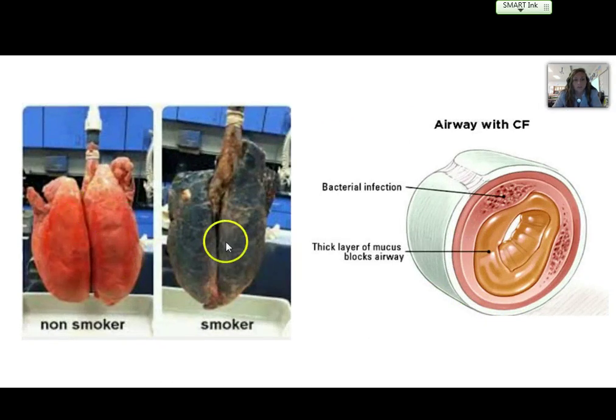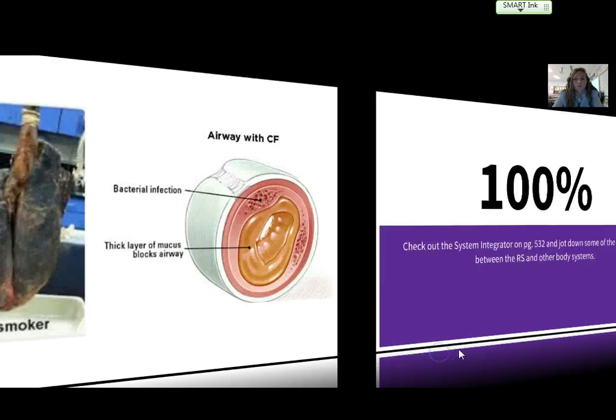Here's a picture of a non-smoker versus a smoker's lungs. Obviously, you can see that the lungs are extremely damaged, black, and can cause a lot of problems, especially that increased emphysema. And this is one of the airways within the lungs, showing you that the thick layer of mucus would block an airway, making it difficult to breathe as well with somebody with cystic fibrosis.